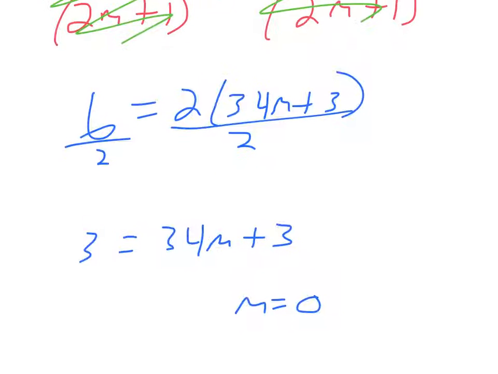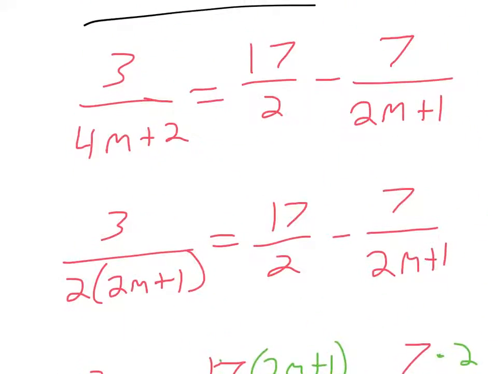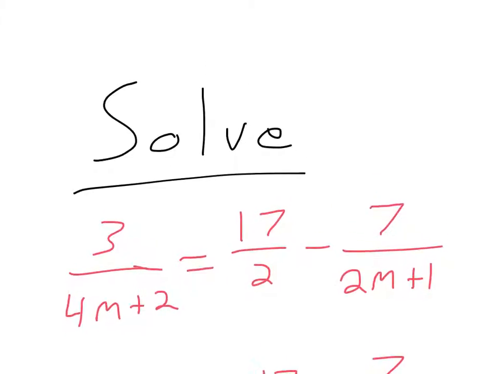But with these ones where the variable started in the fraction, you always want to go back and check and see if that answer makes sense. Our original problem was this. So let's picture, if m is 0, 4 times 0 is 0, 0 plus 2 is 2, so we get 3 halves there. And then you got 2 times 0 is 0, 0 plus 1 is 1, so you have 14 over 2, subtract 7, yeah, that checks out, that works out.